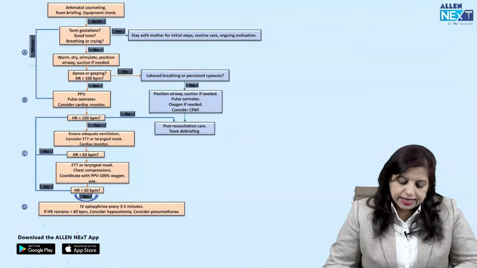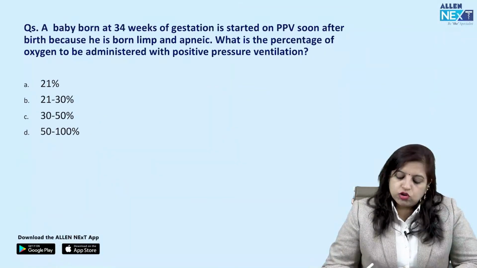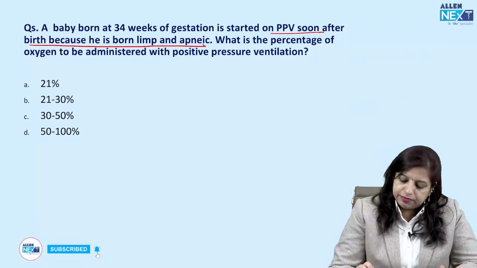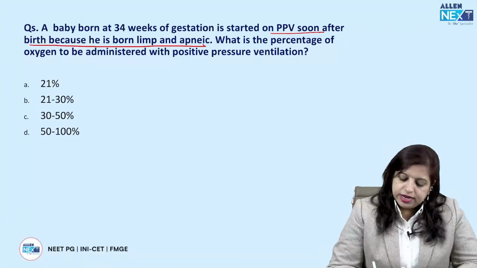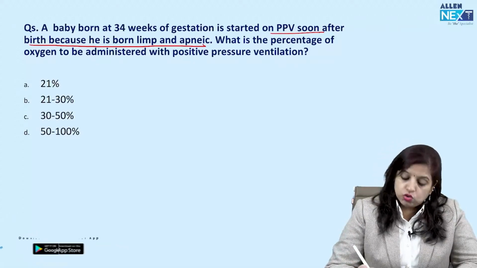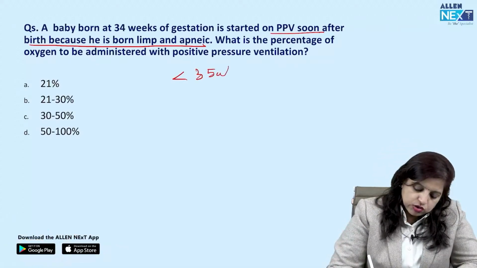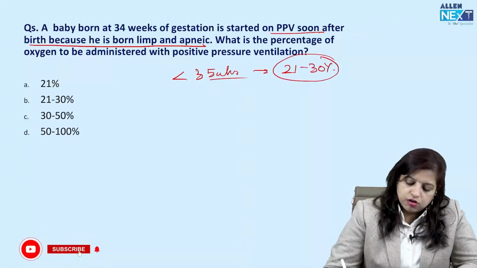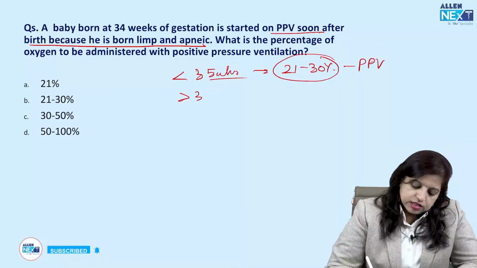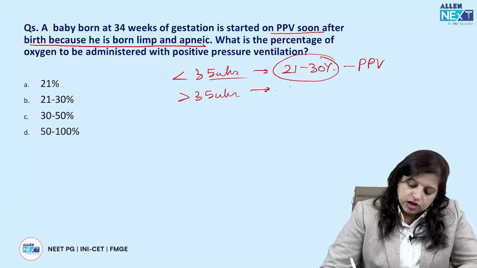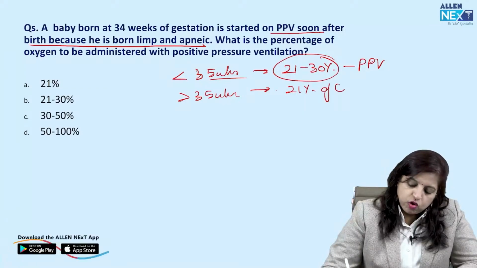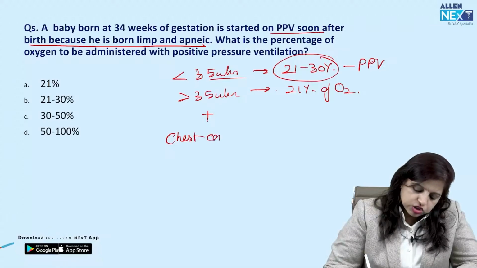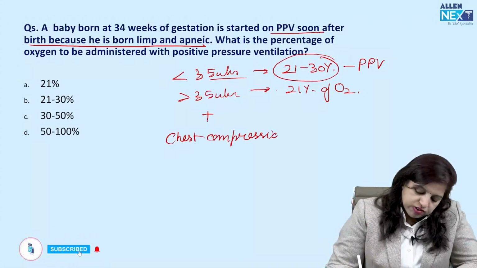Now, let us move on to the next question. A baby born at 34 weeks of gestation started on positive pressure ventilation soon after birth because he is born limp and apneic. What is the percentage of oxygen to be administered with positive pressure ventilation? So, we know this, less than 35 weeks of gestation, we start 21 to 30% oxygen with PPV, and more than 35 weeks of gestation, we start with 21% of oxygen. I hope this is clear. And very importantly, the moment you start the child on chest compression, always remember this.